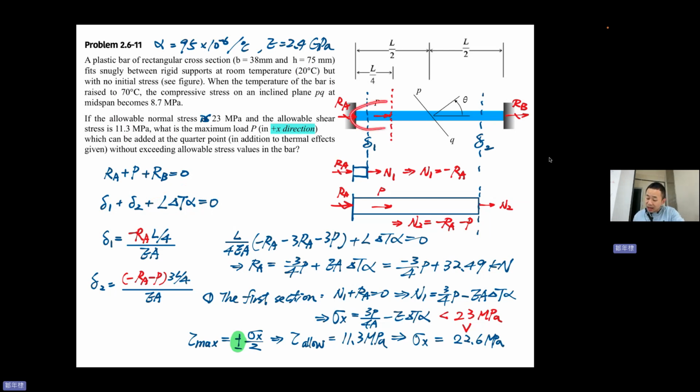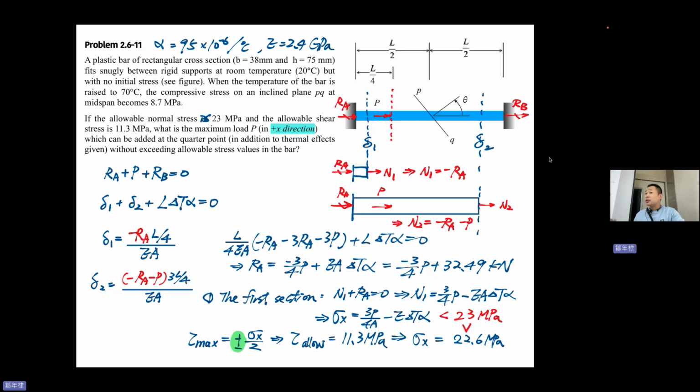Delta 1 is the deformation in the first section. Delta 2 is the deformation of the second section. Because we want to know delta 1 and delta 2, we need to cut the first section to get the normal force N1. So we just cut it.